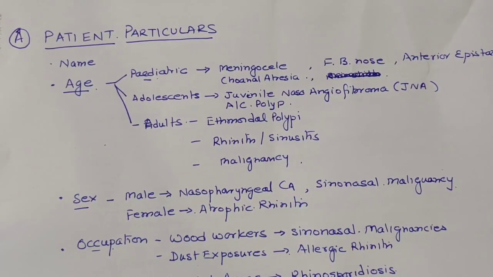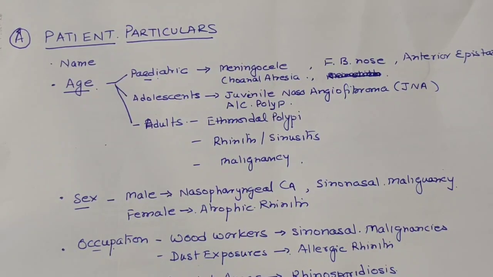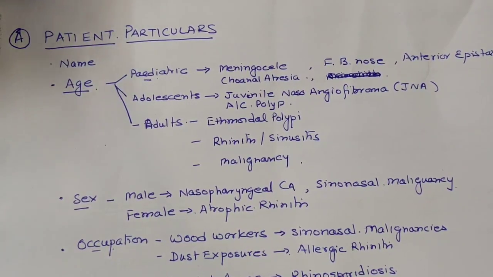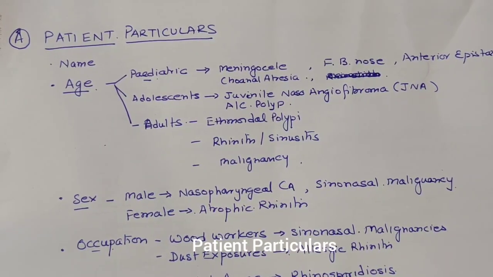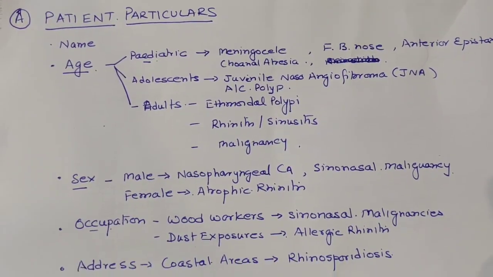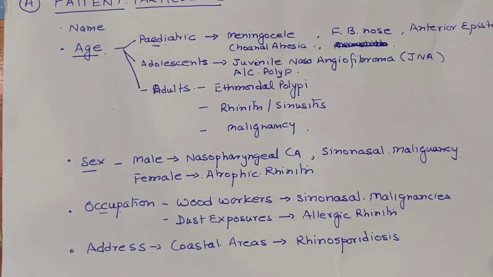So with this note, we proceed with the important points which we need to take care of when we have to take the history of a patient who has a nose problem. So let's begin with the first part, which is the patient particulars. In the patient particulars, we need to record the name of the patient, the age, the sex, the occupation, and the address.